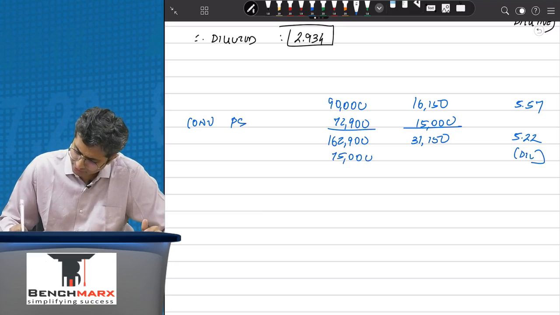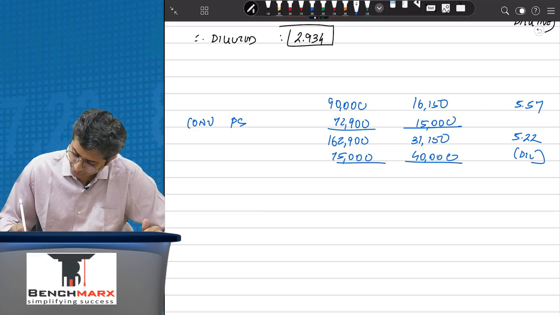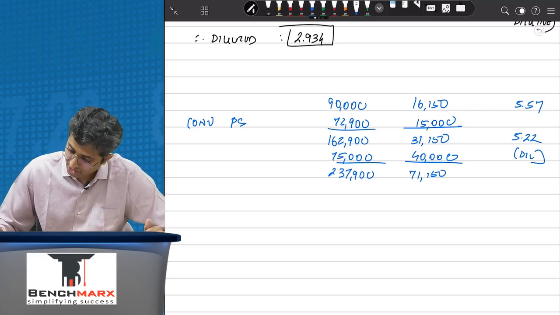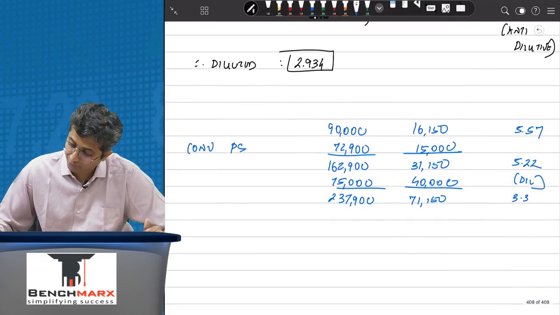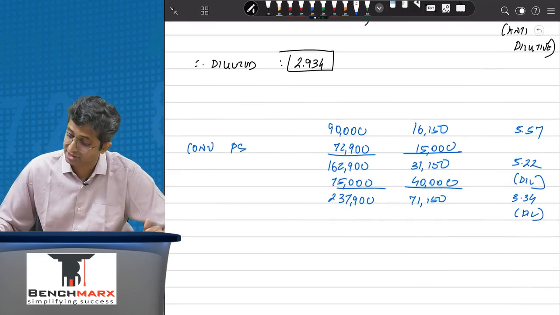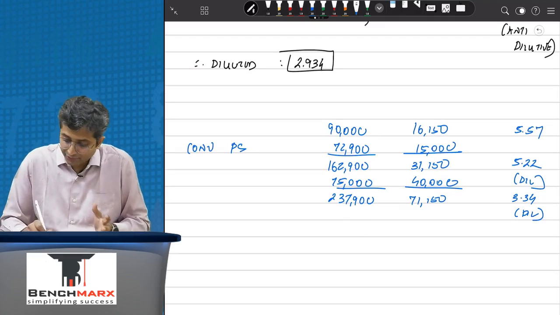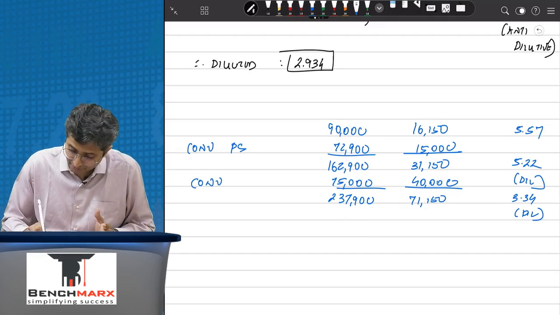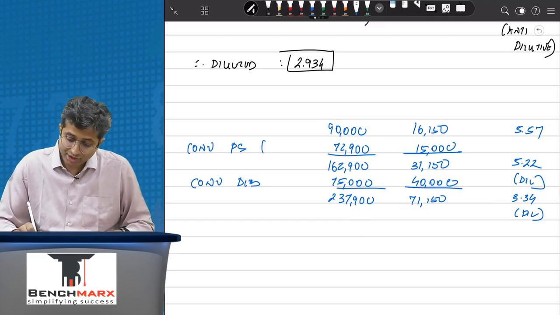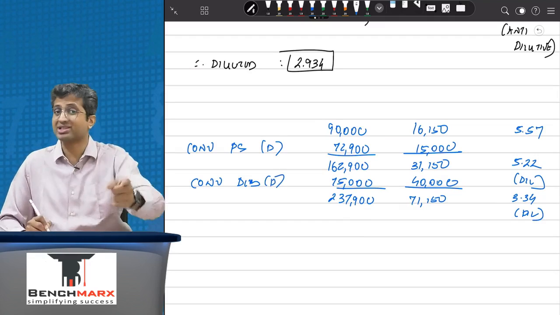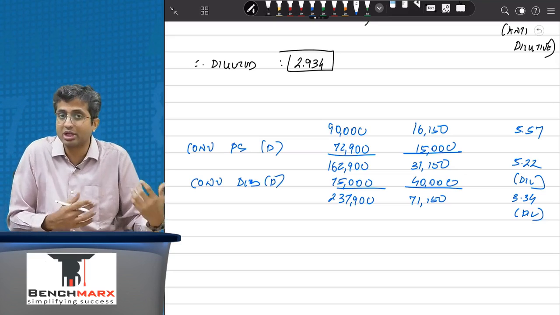This is 75,000. You will add 40,000, and hence this will again come to 237,900, and this will come to 71,150. If you take this, तो ये आपको number देगा 3.34, and you will say कि हाँ 3.34, which means it is further lower, and hence it is dilutive. So if you take convertible preference shares first and convertible debentures later, you will assume that preference shares are also dilutive, debentures are also dilutive, whereas as a matter of fact, preference shares are not.